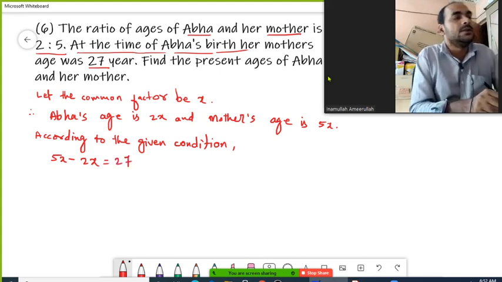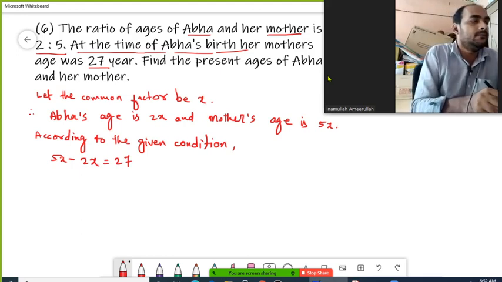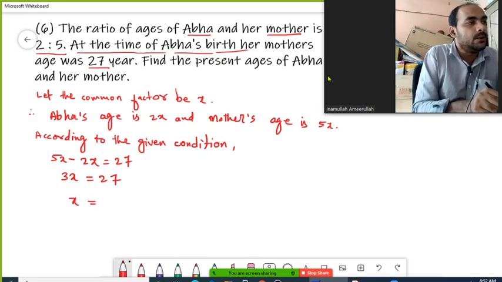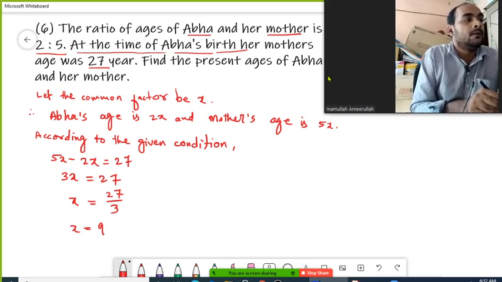So this way we can find the common factor. 5x minus 2x will give me 3x, which is 27. So x is 27 upon 3, which is 9. So the common factor x is 9.